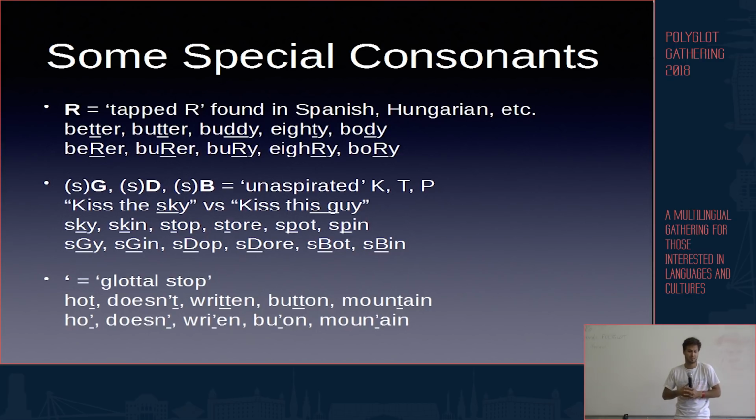It's in between the two. But whatever. Just try to pronounce it as a B. Everyone try to say sky and skin. No K, sky. Just say SG, sky, skin. And then store, stop. How about spot, spin?